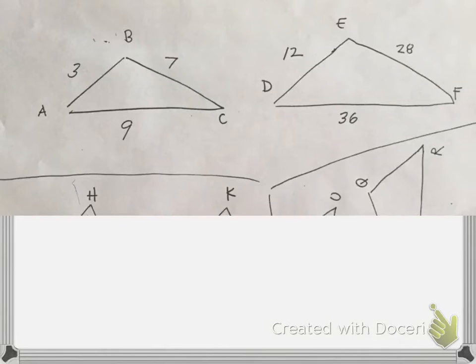So we're going to try and prove these triangles similar by side, side, side. So here's what you do. You line up the sides from smallest to biggest. So in the first triangle ABC, I'm going to do 3, 7, 9. And I make fractions with the sides that I'm hoping to be proportional.